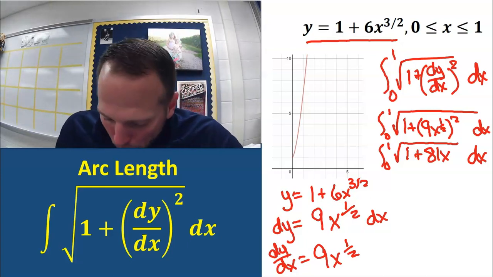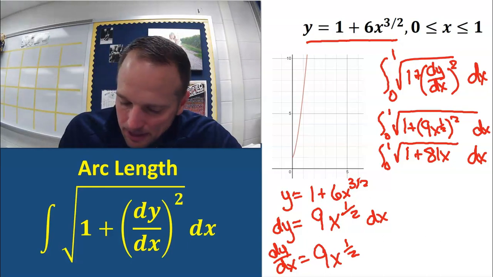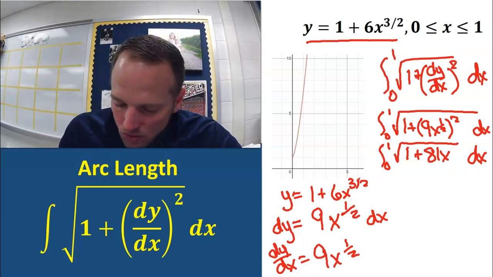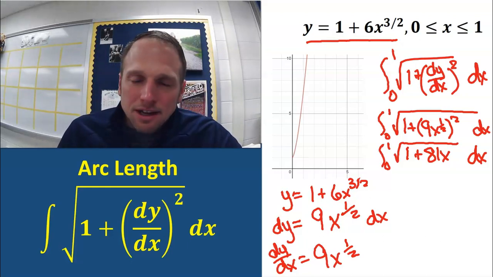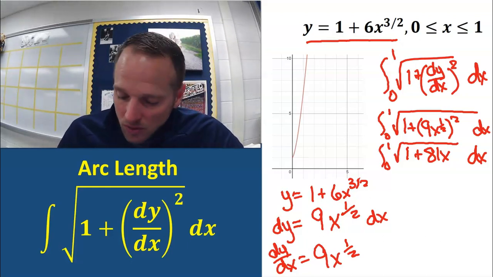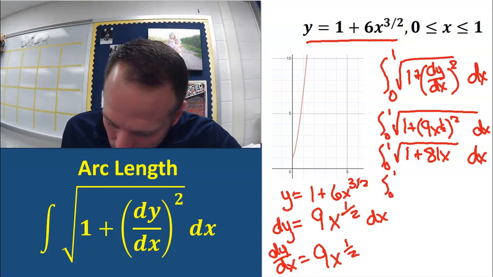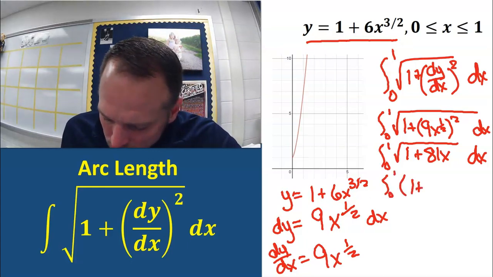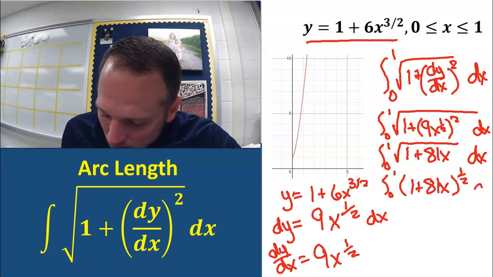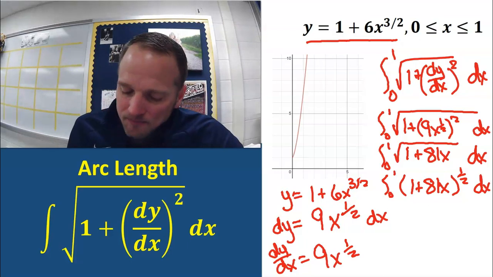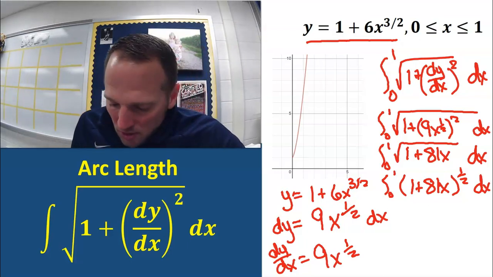So, looking at this, what are we going to do here? Well, I don't like the way that's written. I struggle to see things when they're written with a radical sign, so I'm going to change this to an exponent: the integral of 1 plus 81x to the 1/2 power dx. And now I'm pretty comfortable integrating that.